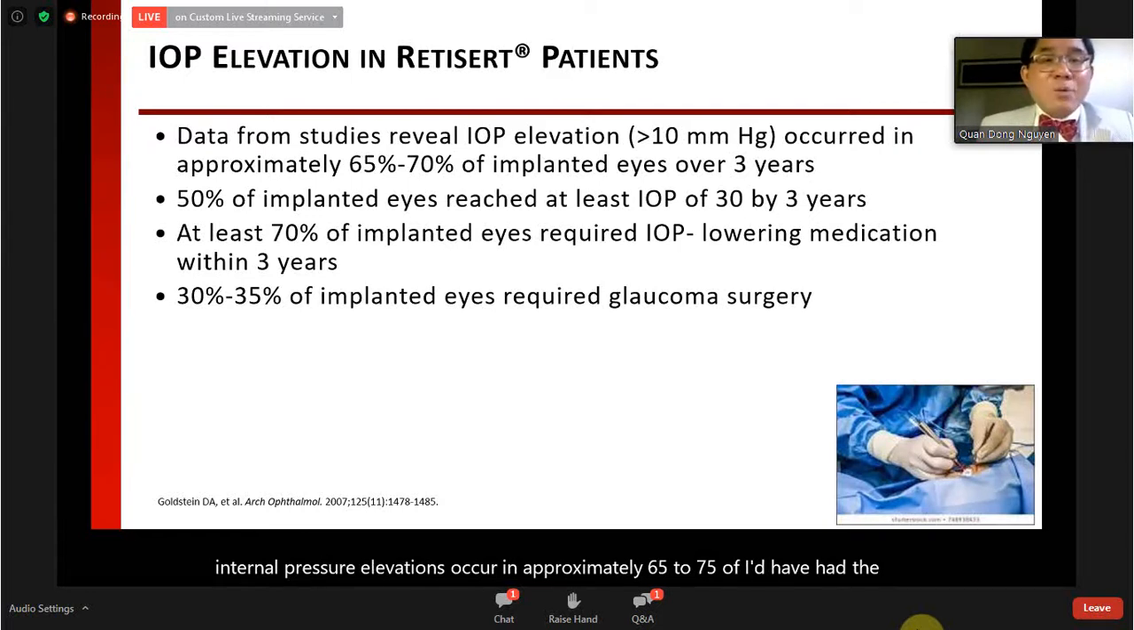50% of implanted eyes reached at least an IOP of 30 by 3 years. Again, that is not what we're seeing right now with the Iluvien. We see a much, much lower rate. At least 70% of implanted eyes required IOP-lowering medication within 3 years, and 30 to 35% of implanted eyes required glaucoma surgery. Again, these are the numbers for the Retisert, and fortunately, now with the Iluvien, we see a much, much lower number, and our patients are not at the same level of risk.